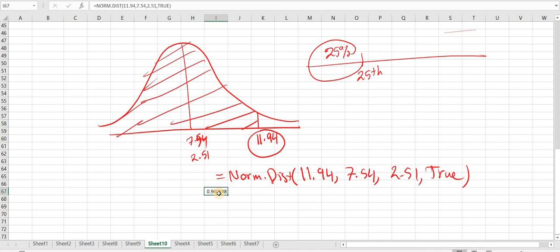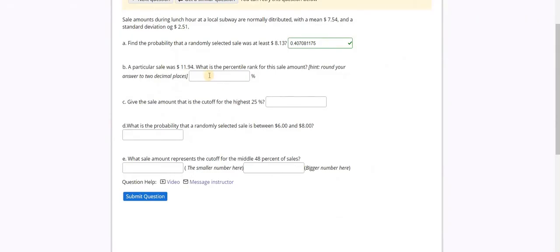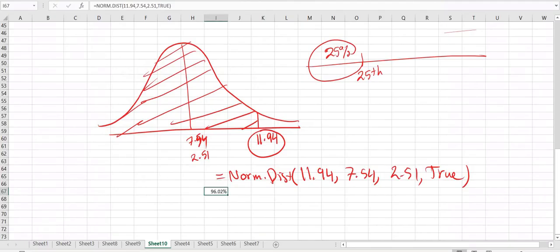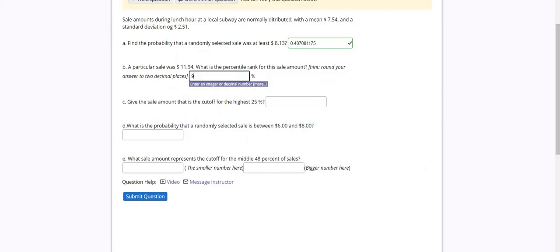All right, now I need to turn this into a percentage, so I'm going to go ahead and do that. I usually add 2 decimals to it just to make sure it's accurate. So 96.02. 2 decimals, yes. 96.02. And that is the answer for the second one.